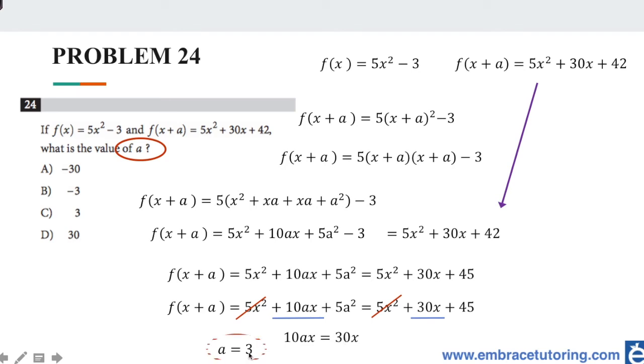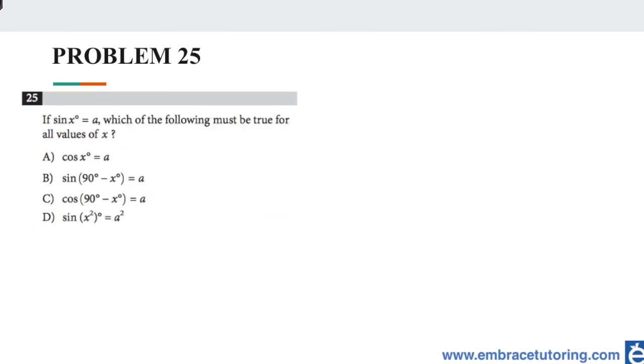So A is then going to be 3 to answer this question, so C is going to be my best possible answer for question number 24. Problem number 25 states, if sine of x equals a, which of the following must be true for all values of x?